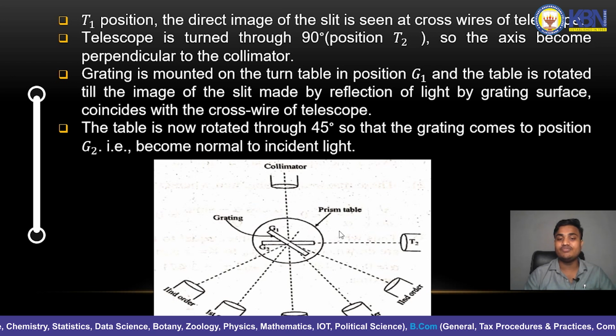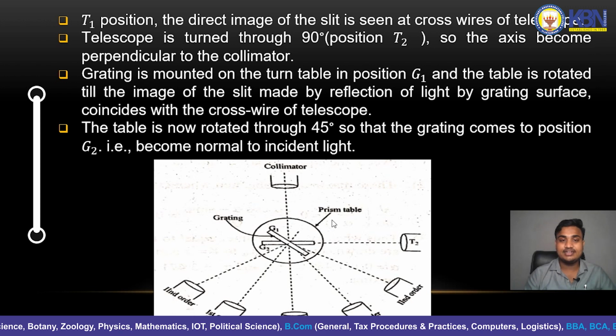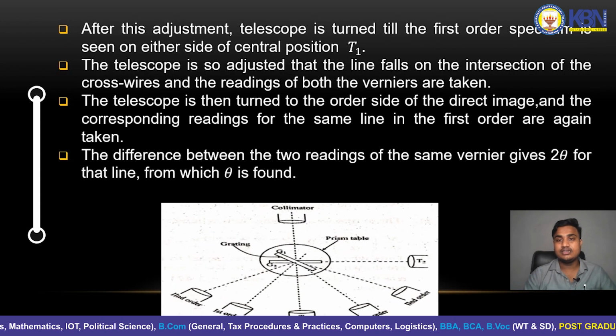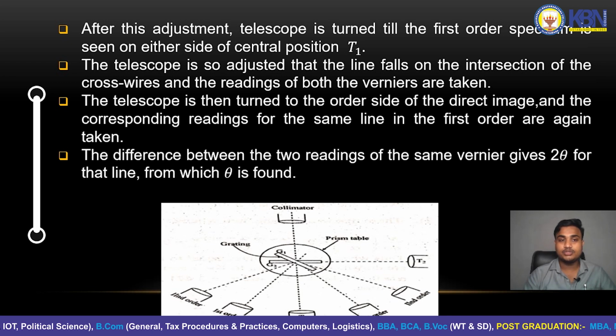So in this position we need to find the wavelength of the light. After this adjustment, the telescope is now turned till the first order spectrum is observed on either side of the telescope. On left and right you can see first order and second order.